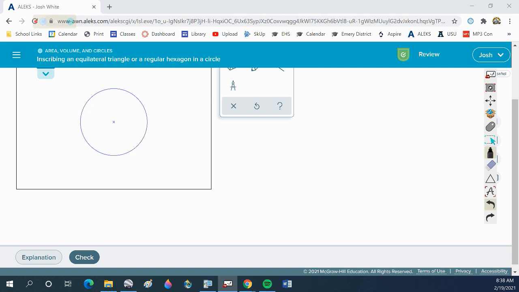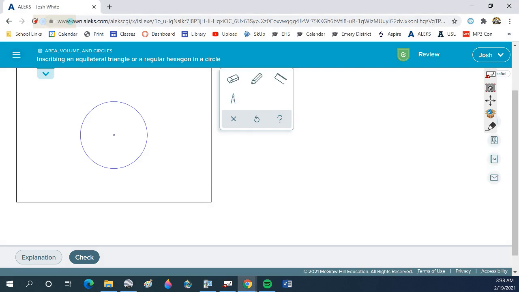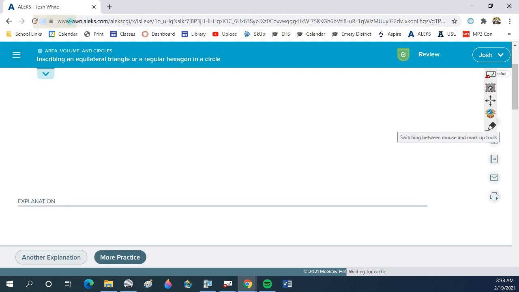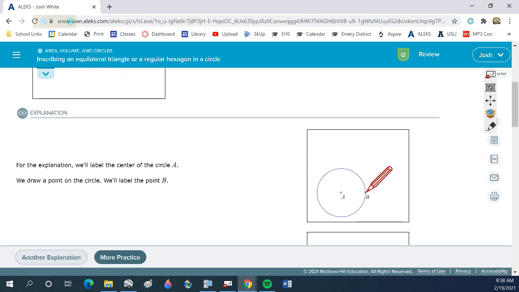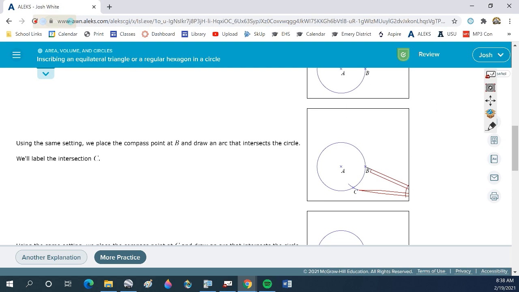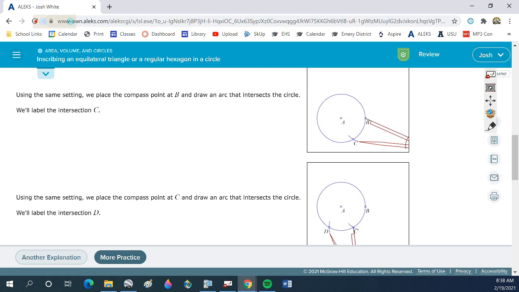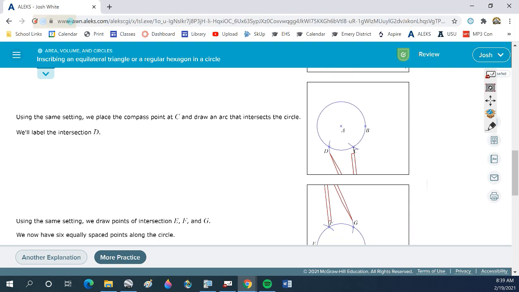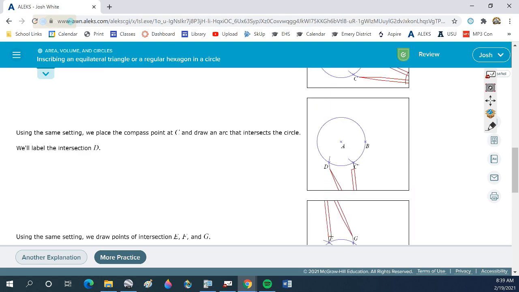Actually, I think I can show you the... Let's see if I can do that. Oh, there it is. Yeah, this will work better. Okay. So, here it says put a point somewhere on the circle. And then draw a circle that uses the center as your pencil and that point, point B, as your pin. Okay, and then you can keep doing that all the way around.